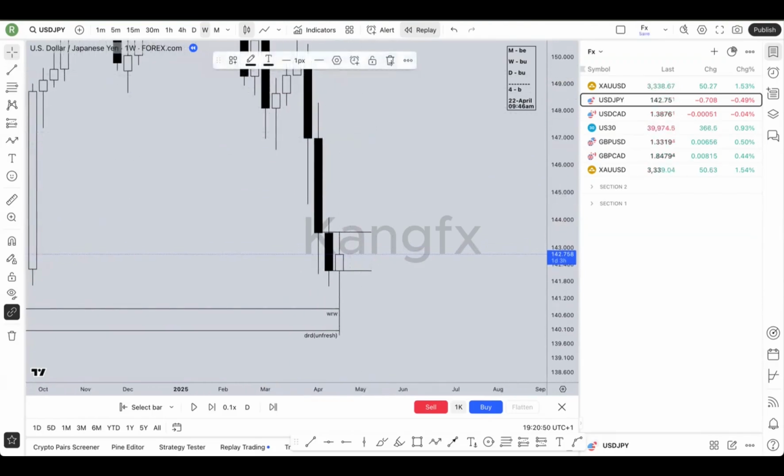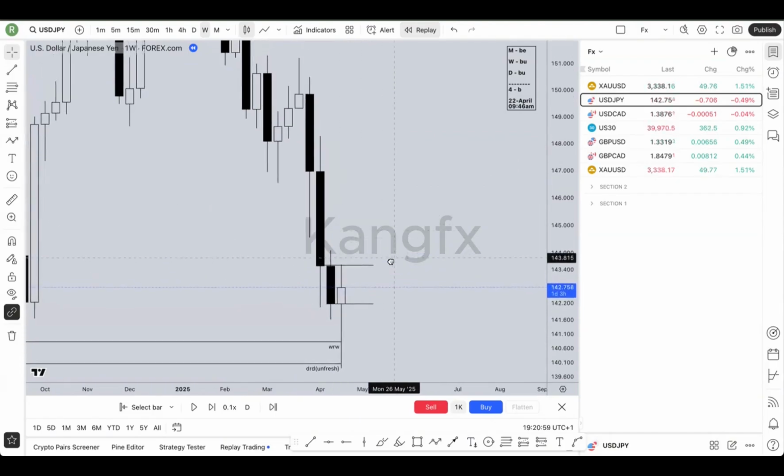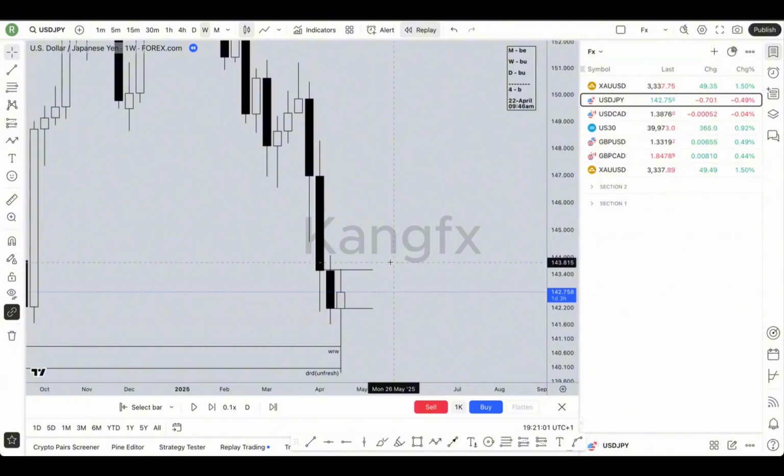Now, this is an A plus setup: weekly reject weekly, which we have here perfectly, and a breakout on daily. So next week, you're looking for support here. But also note that the market will not always come to that support sometimes. But when it comes back to that support, that's an A plus setup.